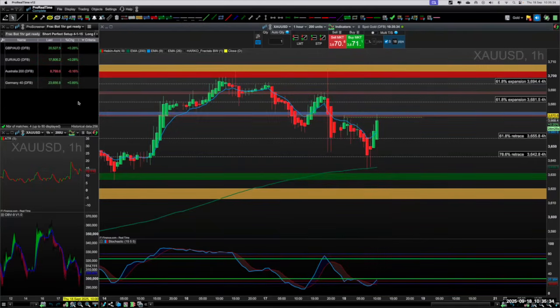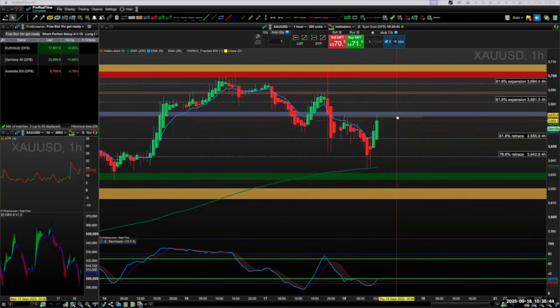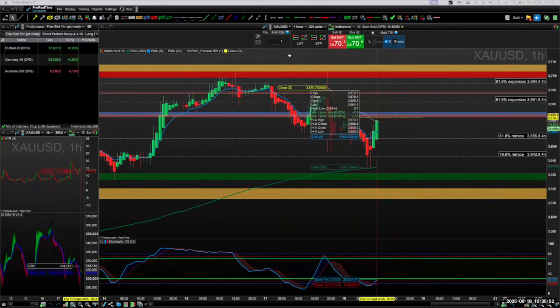And we took profits at this. I'm just looking at the history. Profits were clocked out at 3670.1, 3670. So we took profits here right before that resistance.